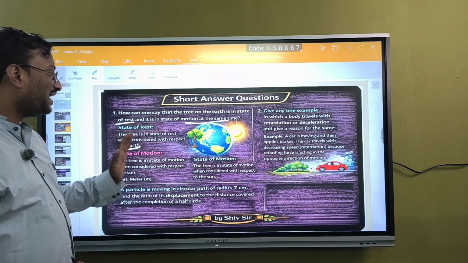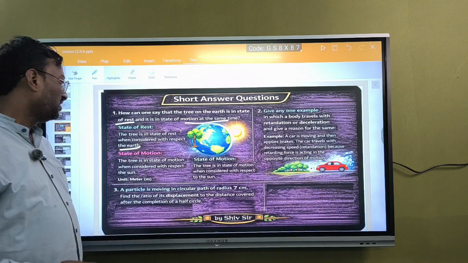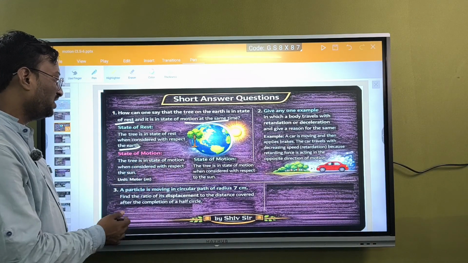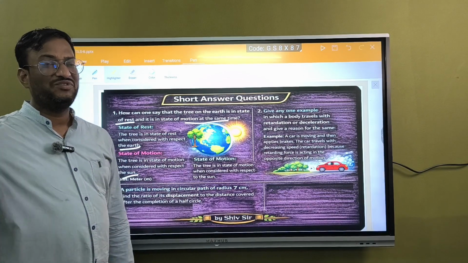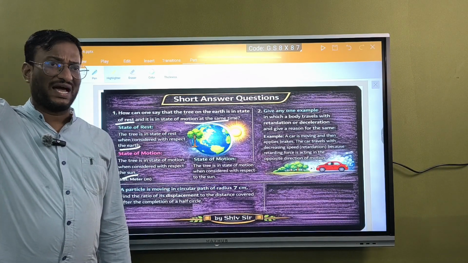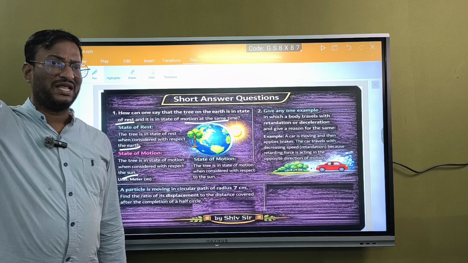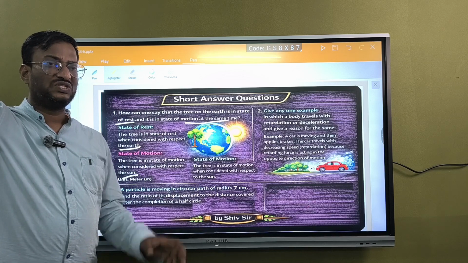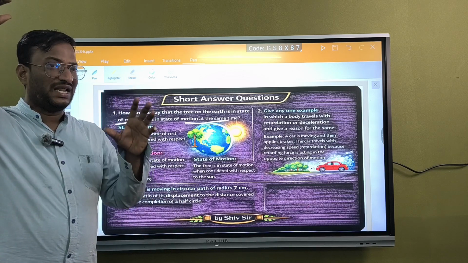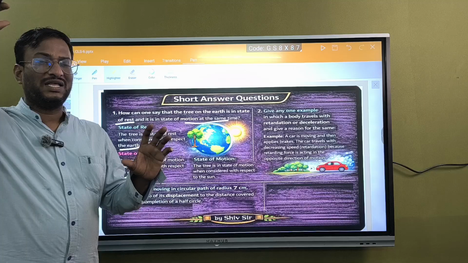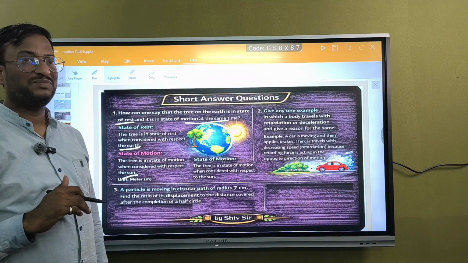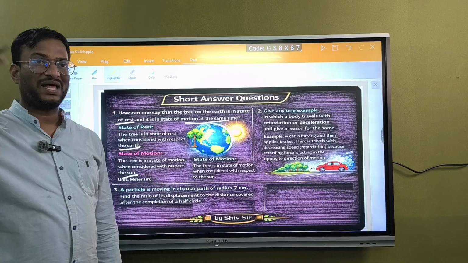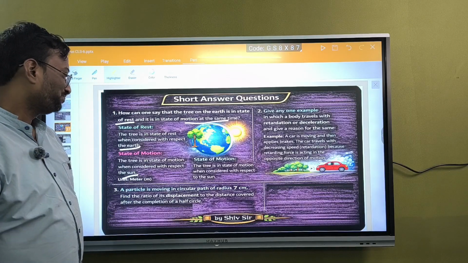Similarly, the state of motion, how can it be considered? The tree is in state of motion when considered with respect to the sun. If the observer is in the sky, or is moving in an aeroplane whatsoever, if you see with the telescope, the tree seems to be in motion. The position of the observer has just changed.